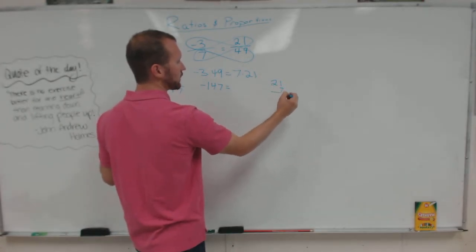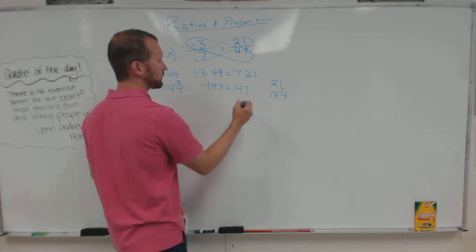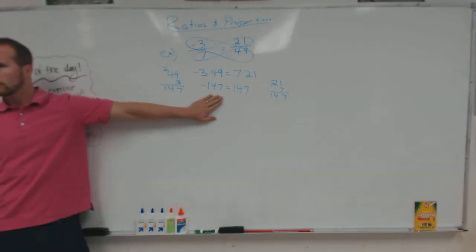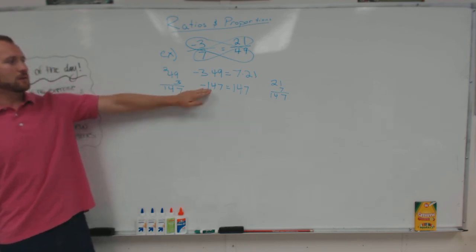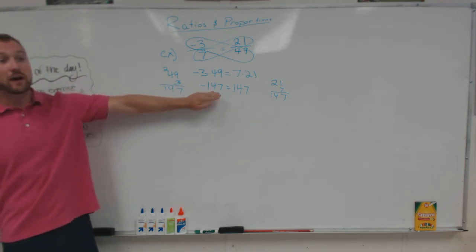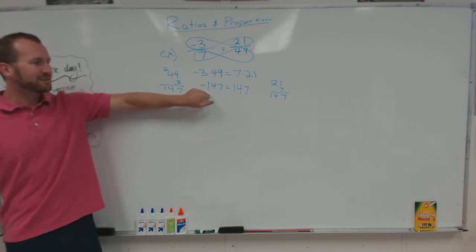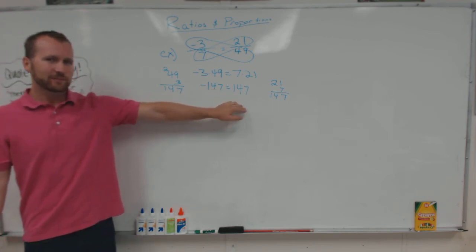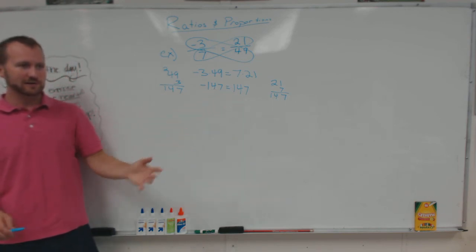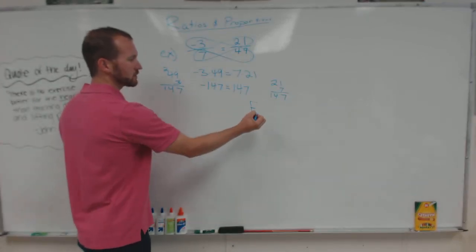Let's do that over here. 7 times 21 equals 147. Is that true? No. Why not? Because it's the opposite sides of the spectrum. Yeah, they're opposites, right? This is the opposite of 147, and this is 147. So they're not equal because they're opposite. So we would write F for false.